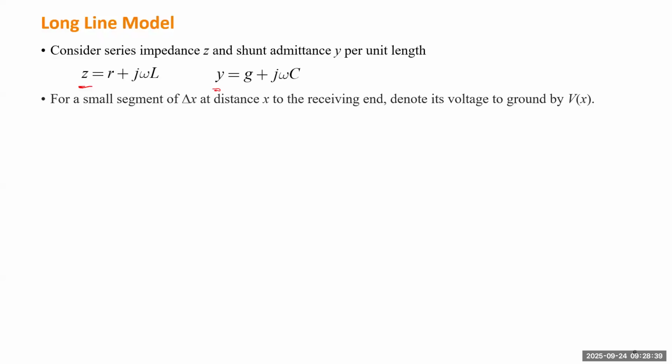And we study a very small segment at a distance x. We have to determine the origin. Here, we want to use the receiving end as the origin, which is distance 0. The source of the line, the sending end, if the line has a total length of L, will be at distance positive L, and the receiving end will be 0. Okay, then we can have a function. The voltage will be a function of x.